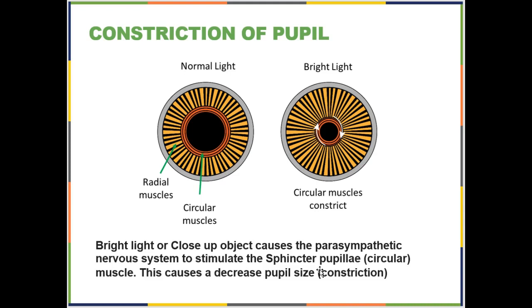So let's start here. If you have bright light, or you're looking at something that's very close up, your pupil is going to constrict. The constriction happens because your circular muscle is going to contract. So these orange fibers here are going to get shorter. And when those fibers get shorter, your round pupil gets smaller and you get a constriction of your pupil. This, you want to know, is under the control of your parasympathetic nervous system.